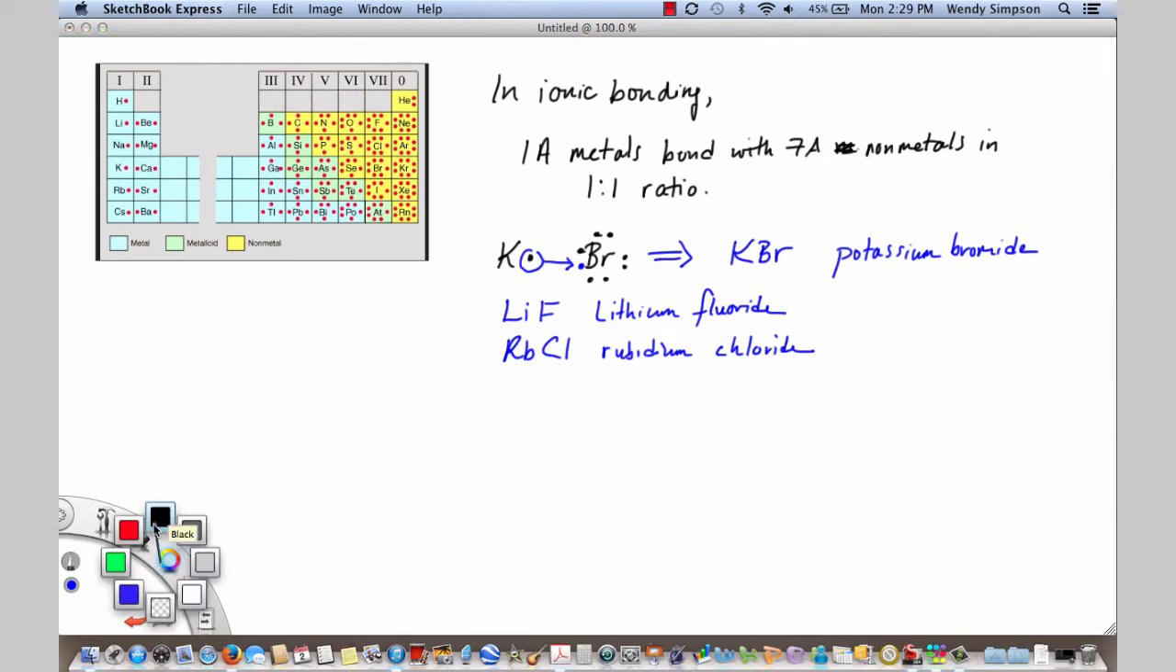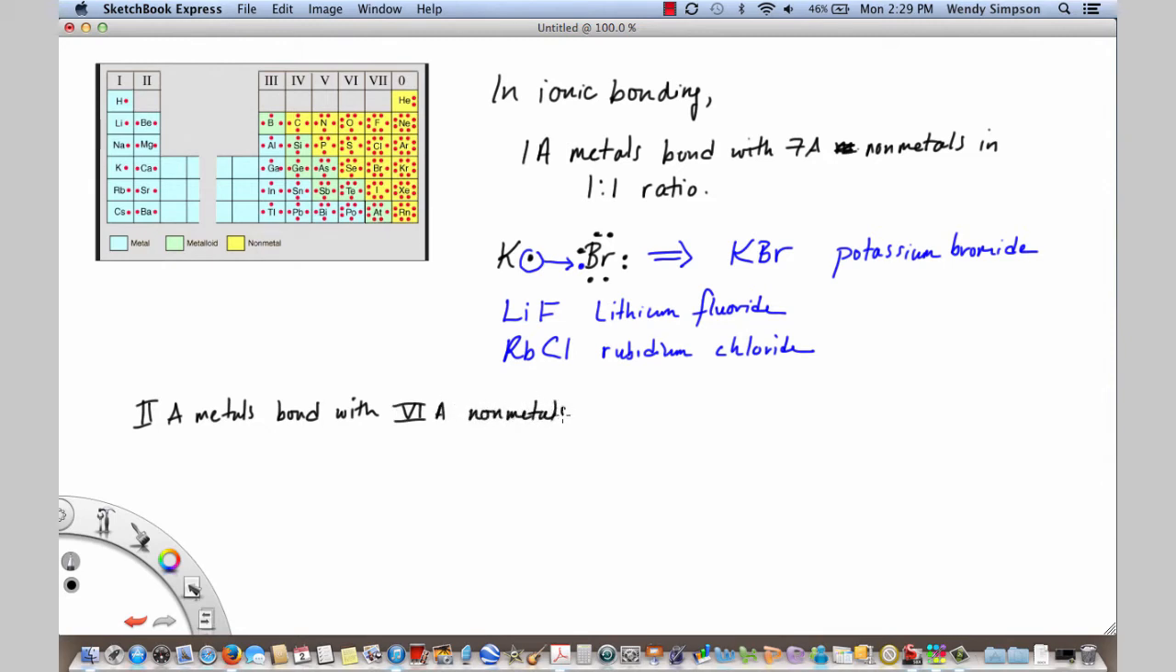Likewise, 2A metals bond with 6A nonmetals in a 1-to-1 ratio. So if we look at, for instance, magnesium, it has 2 electrons in its outermost energy level, okay? And sulfur has 6 in its outermost energy level.